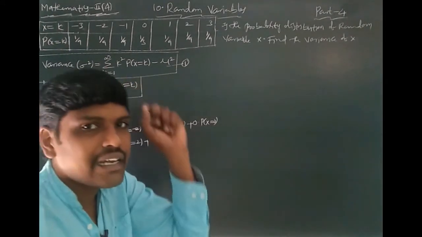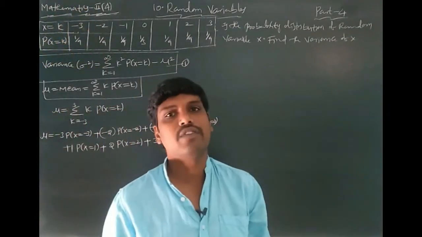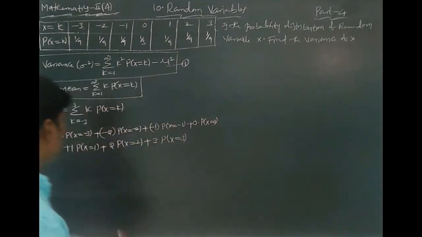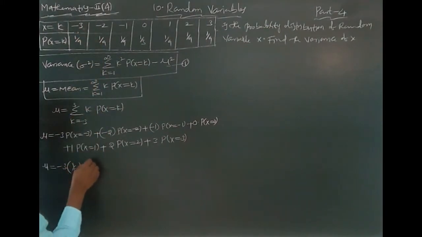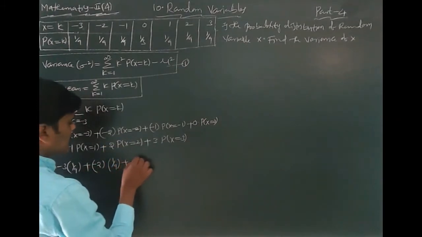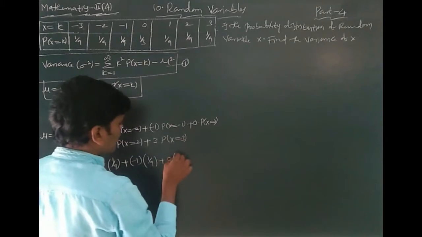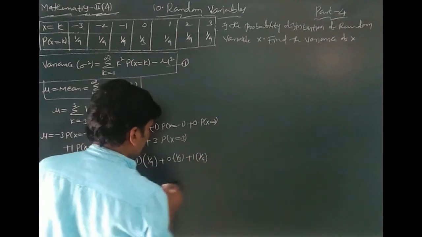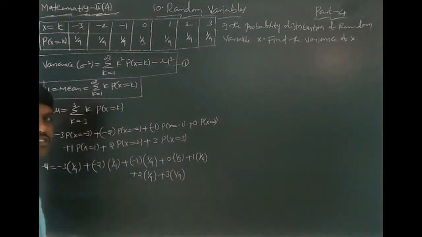Sometimes you can write directly: minus 3 into 1 by 9, minus 2 into 1 by 9. That is also a correct way. But this is a way you can do it with clarity. Understood or not? After that, mu is equal to minus 3 into p of x equal to minus 3, 1 by 9. Minus 2 into p of x equal to minus 2, 1 by 9. Minus 1 into p of x is equal to minus 1, 1 by 9. Plus 0 into p of x equal to 0, 1 by 3. Plus p of x equal to 1 is also 1 by 9. Next, p of x equal to 2 value 1 by 9. Next, p of x equal to 3 value is also 1 by 9.